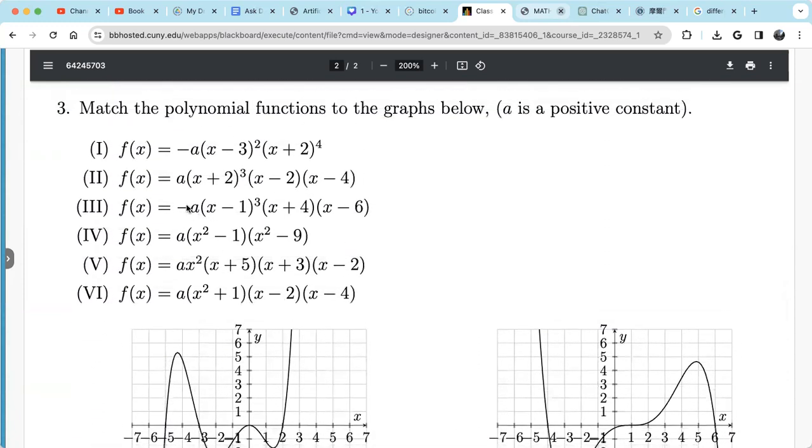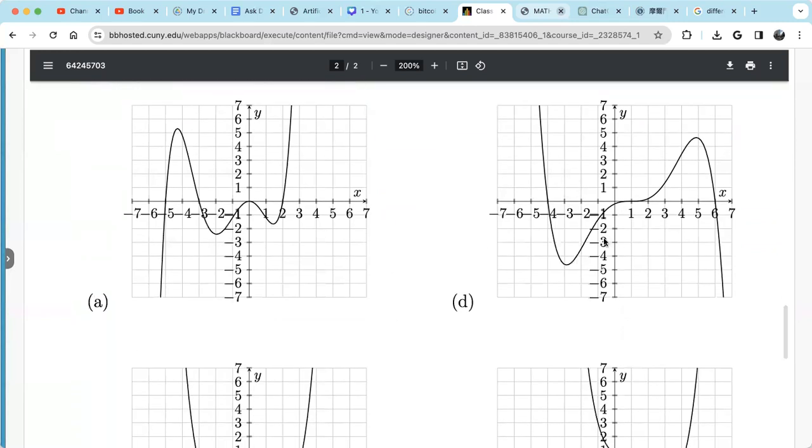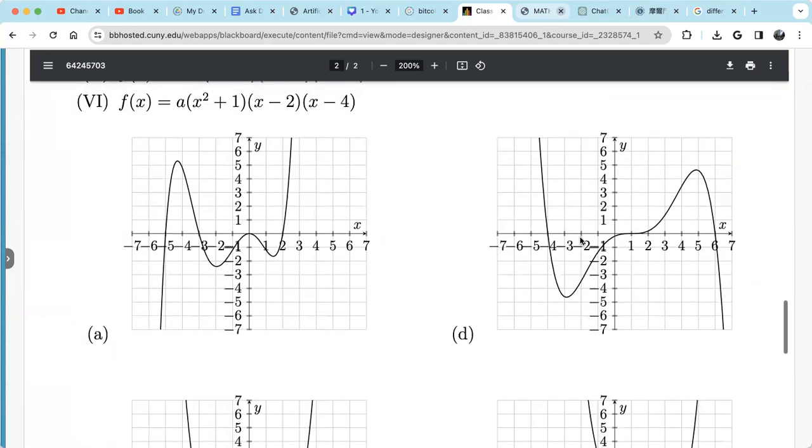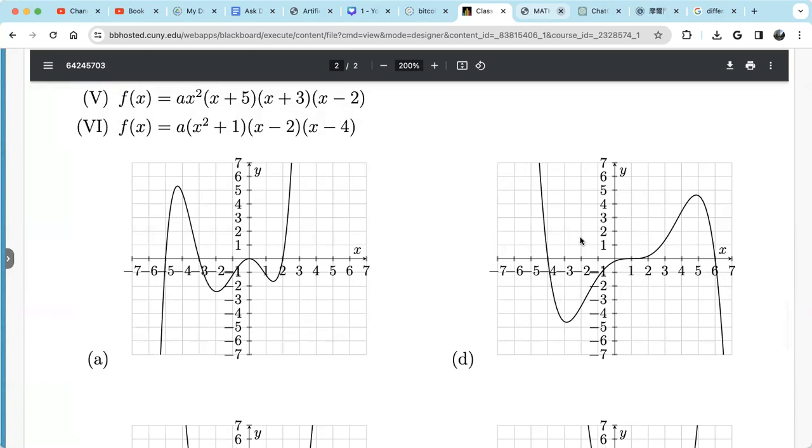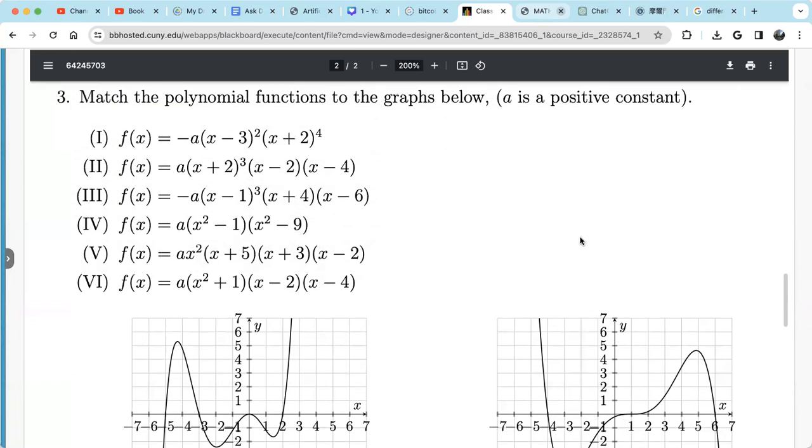Let's see 3. Negative leading coefficient. Let's count the degree. Degree 5. Okay, that means left arm up, right arm down. And it has roots 1, -4, and 6. Could be this one, could be D. -4, 1, and 6. Bingo. So D is 3.